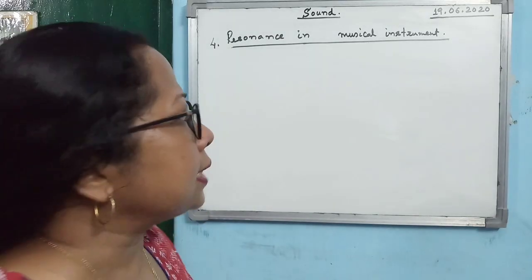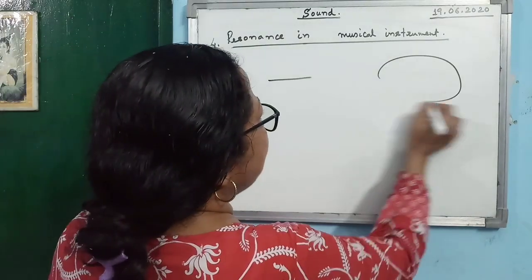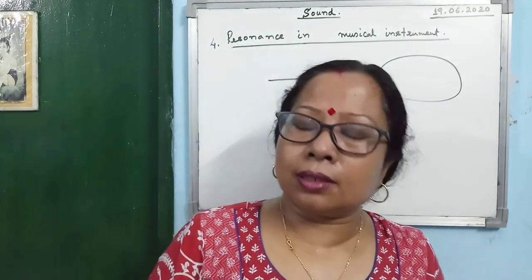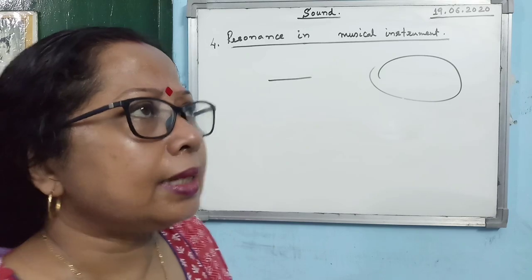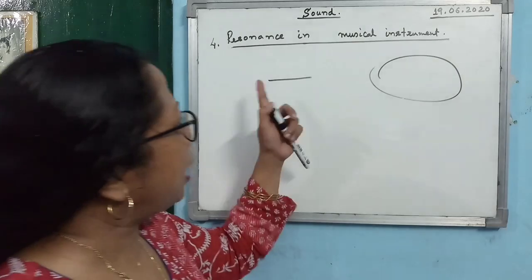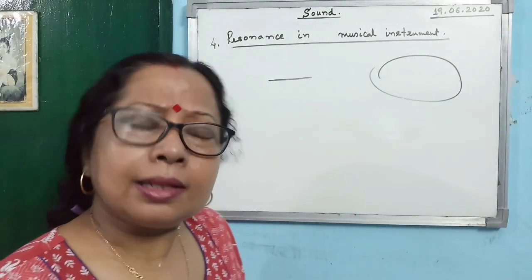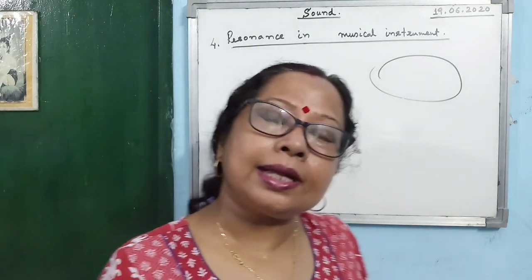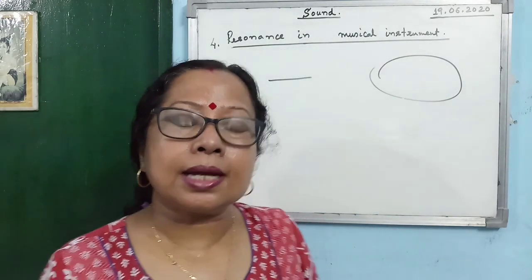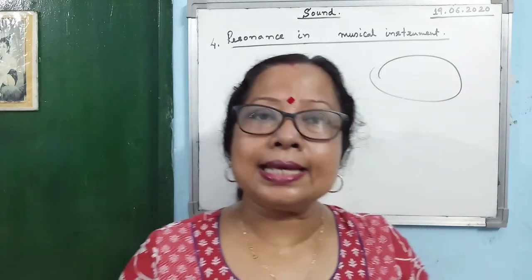Now the question is why it is so? Because if you only consider the stretched string or the membrane, and if you set them into vibration, then the amplitude of vibration as well as the sound produced due to the vibration of the stretched string or membrane will be so faint that nobody will be able to hear it. So that's why it is set on a hollow wooden or earthen box. Actually, in the hollow wooden box air is trapped.